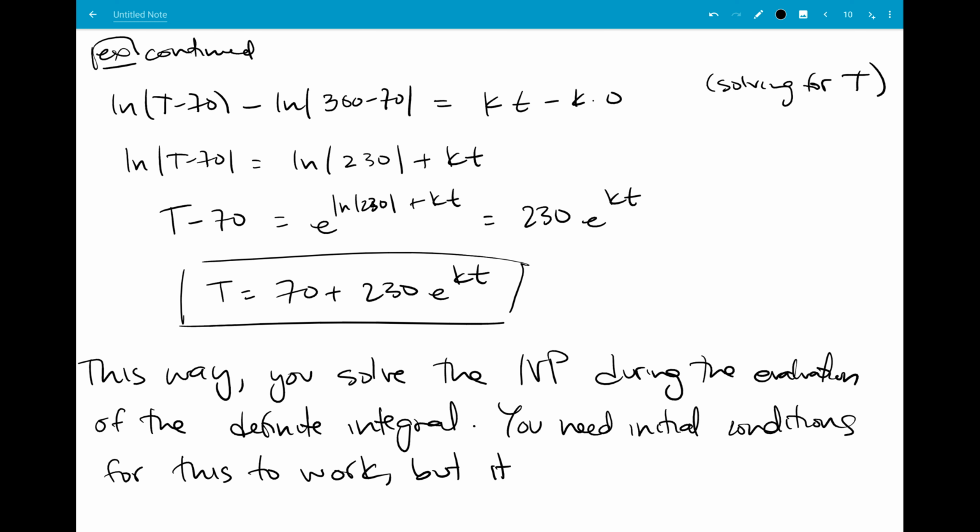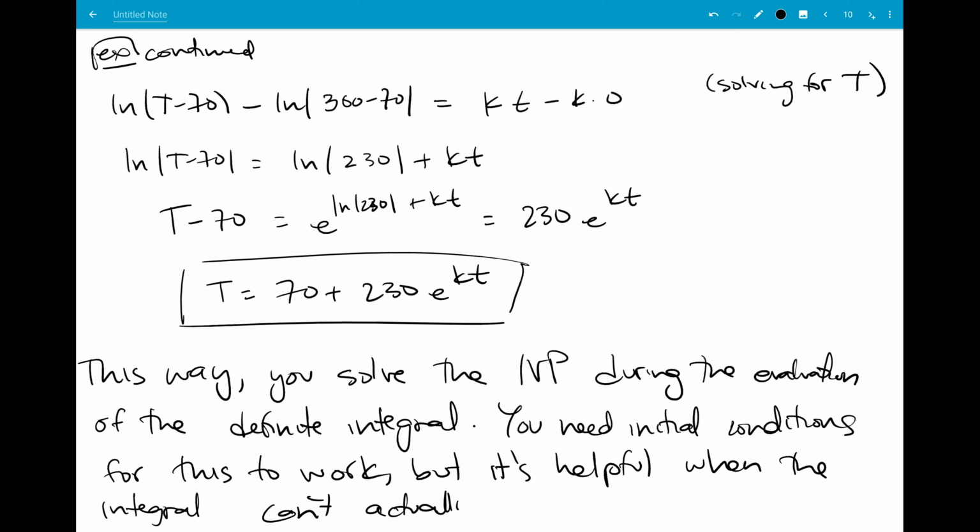But it's helpful when the integral can't actually be solved. So in general, if your integral can be solved and you have initial conditions, you can use either approach. If you don't have initial conditions, you're going to want to use the first approach. If the integral can't be solved, you're going to want to use this approach.